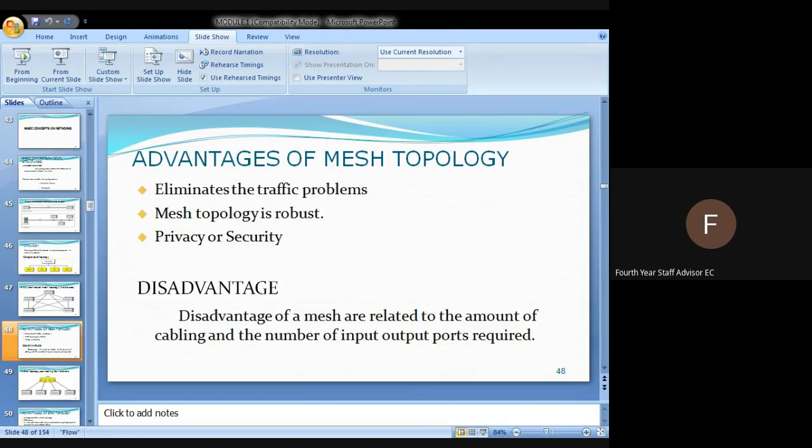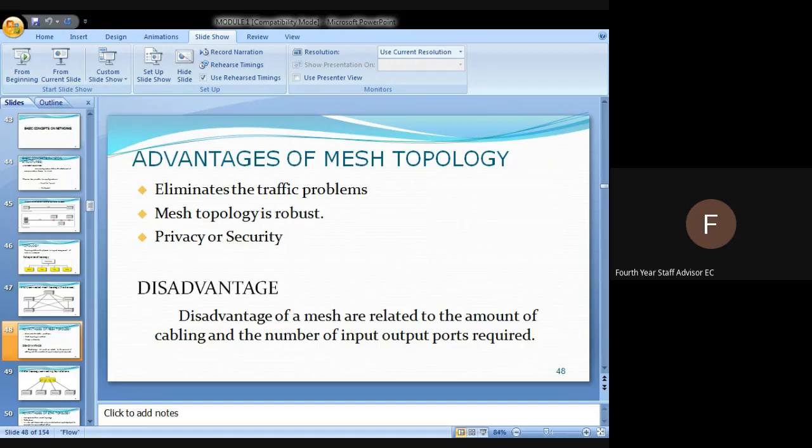Now, the third advantage is privacy or security. Privacy or security means since a dedicated link is between two stations, only the intended recipient will be getting that information. So you can say that privacy or security is being provided. These are the advantages of mesh topology.